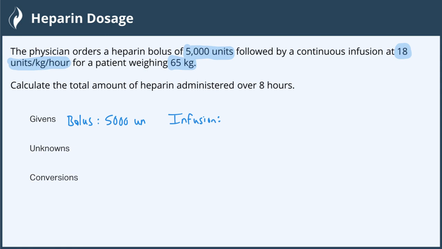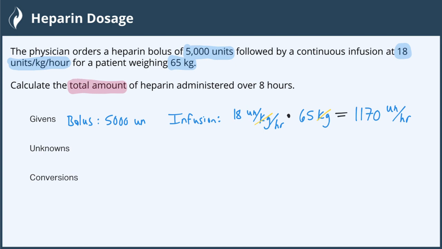So we're going to be able to calculate the specific infusion rate for this patient by taking the 18 units per kilogram per hour and the 65 kilograms and multiplying them together. That's because the kilograms will cancel, leaving us with just units per hour. Now, when we do this multiplication, 18 times 65 is 1,170 units per hour.